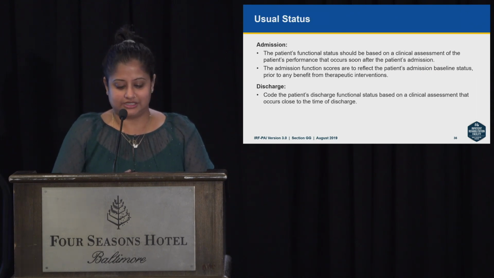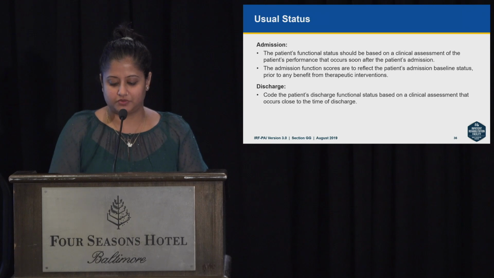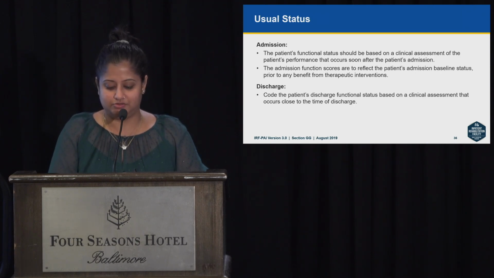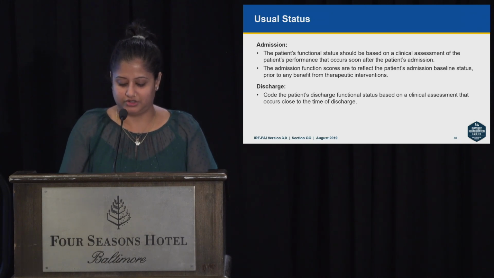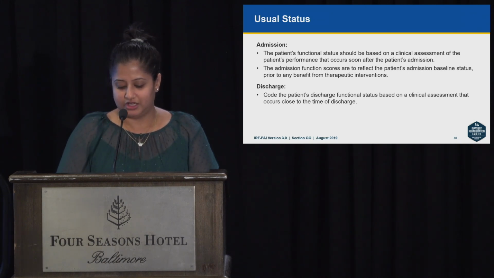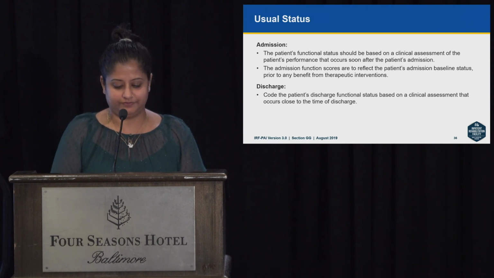So I'd like to discuss usual status next. For admission, the patient's functional status should be based on a clinical assessment of the patient's performance that occurs soon after the patient's admission. The admission function scores are to reflect the patient's admission baseline status prior to any benefit from therapeutic interventions. For discharge, you want to code the patient's discharge functional status based on a clinical assessment that occurs close to the time of discharge. And one thing, just really quick with the admission, you don't want to withhold treatment in order to conduct the functional assessment. It is important to continue with that.